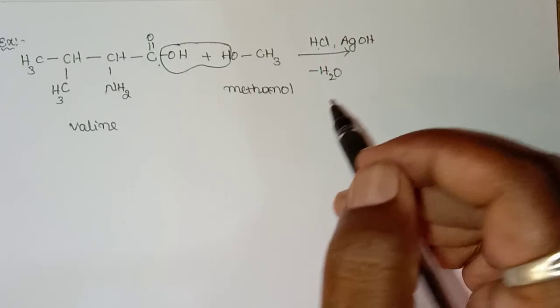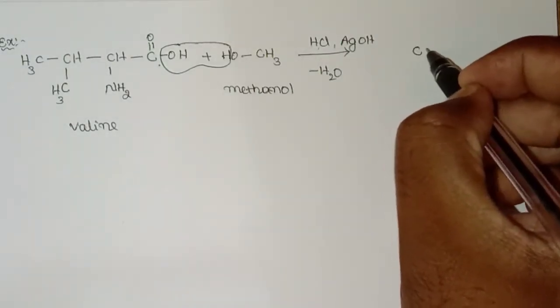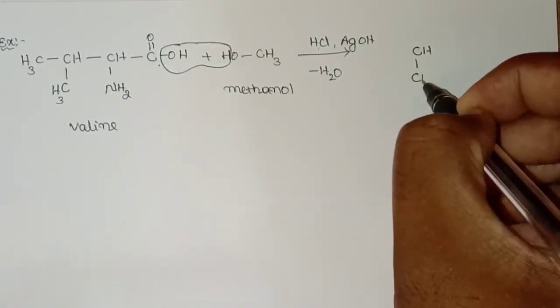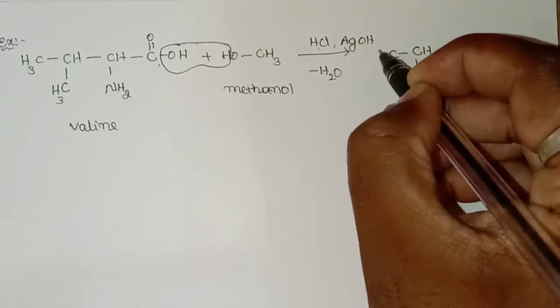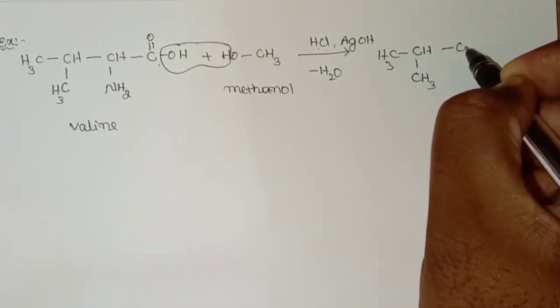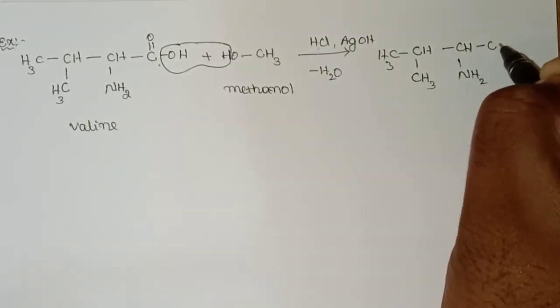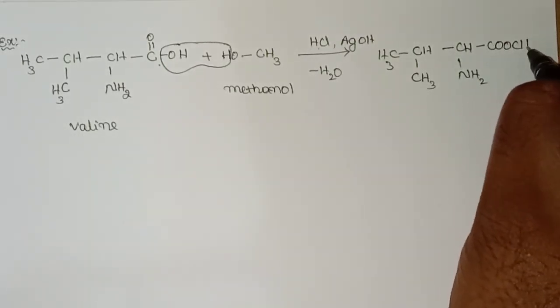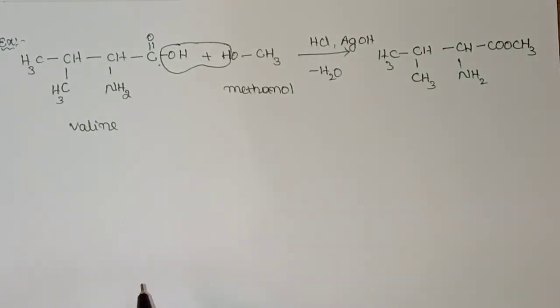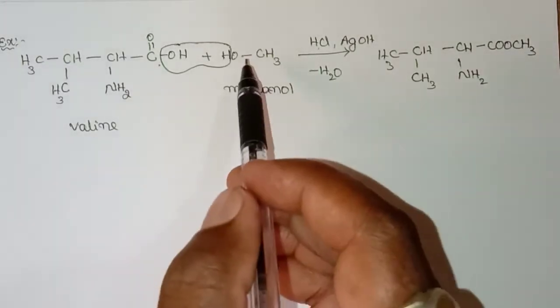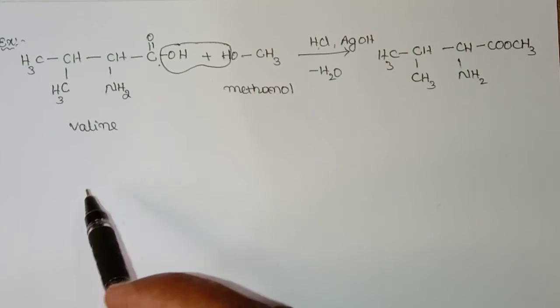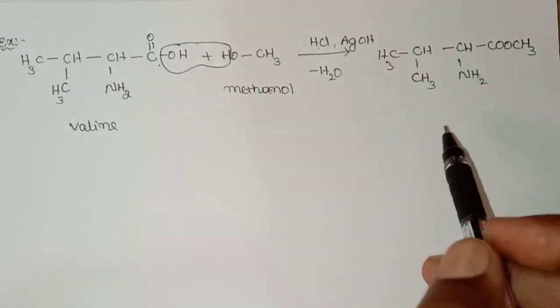Now we shall write the final product of the reaction: CH3, CH3, CH, NH2, and here it will be COOCH3. This is the final product we obtained when valine is esterified with methanol. So now we shall give the name for this particular material.